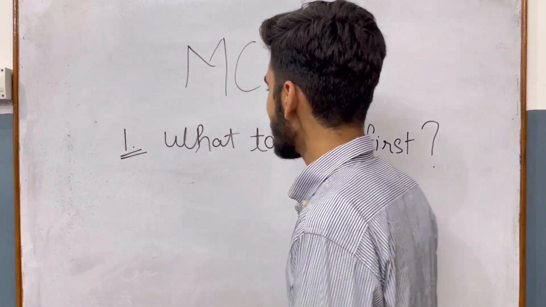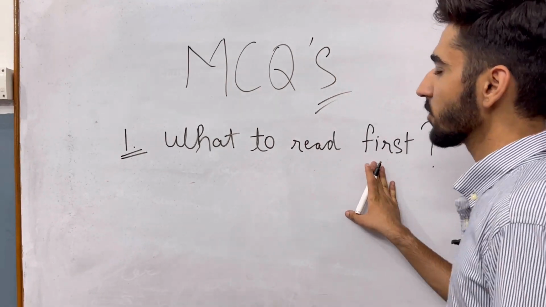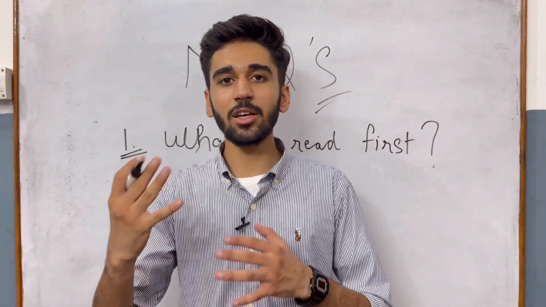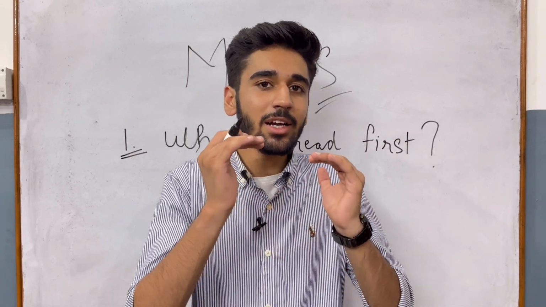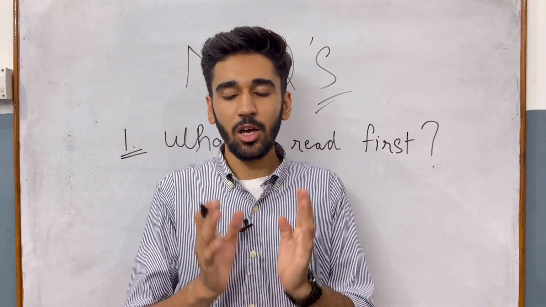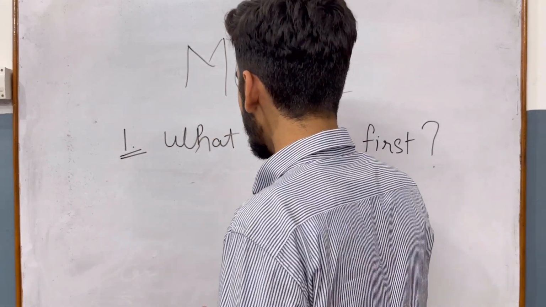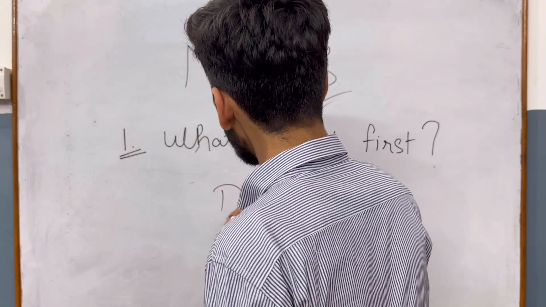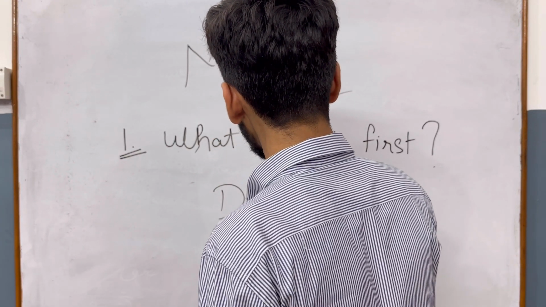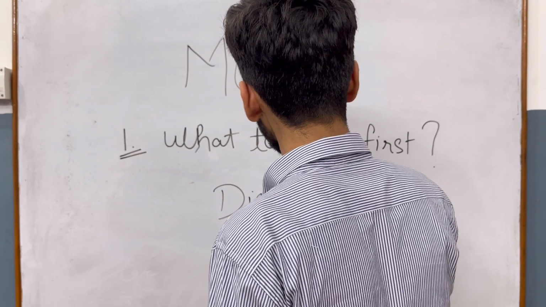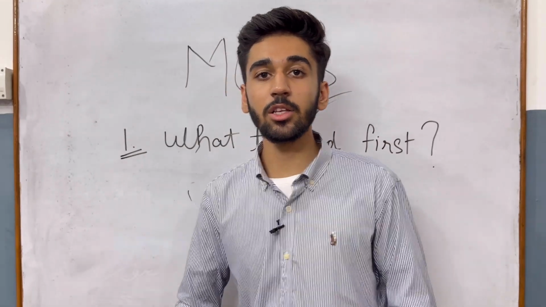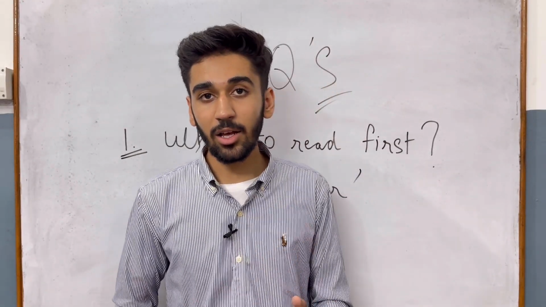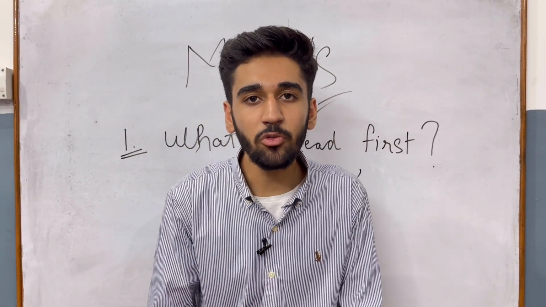The first step is what to read first. Most of the students have a question: either they should go to the passage first or they should read the choices first that are given. So basically I would name the other options as distractors. Distractors, because from the 4 options there is only one answer and the other 3 options distract you from the right answer.